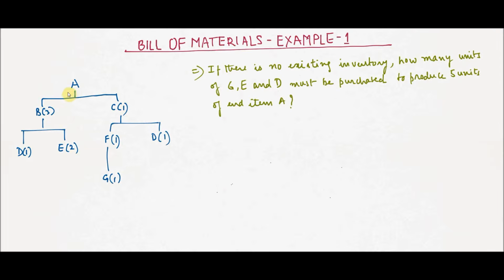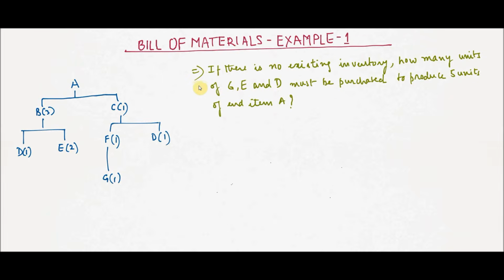So for one unit of end item A to be produced, we need 3 quantities of B. For each quantity of B, we need 1 quantity of D and 2 quantities of E. Similarly, for each quantity of A, we need 1 quantity of C, and for each quantity of C, we need 1 quantity of F and 1 quantity of D, and for each quantity of F, we need 1 quantity of G.